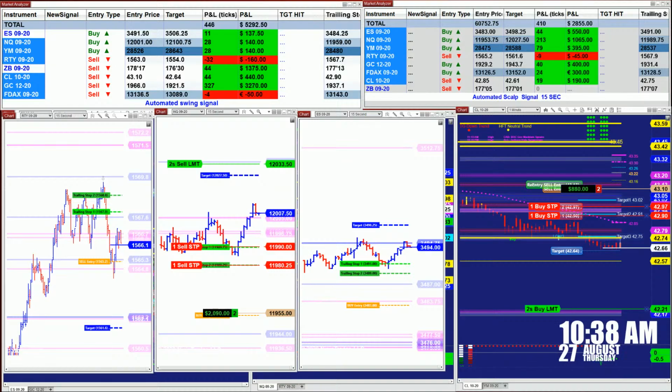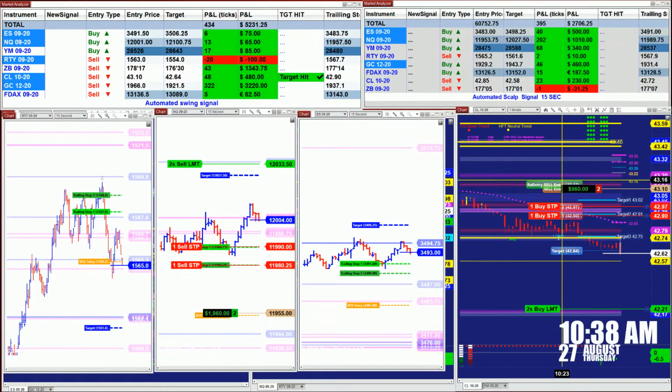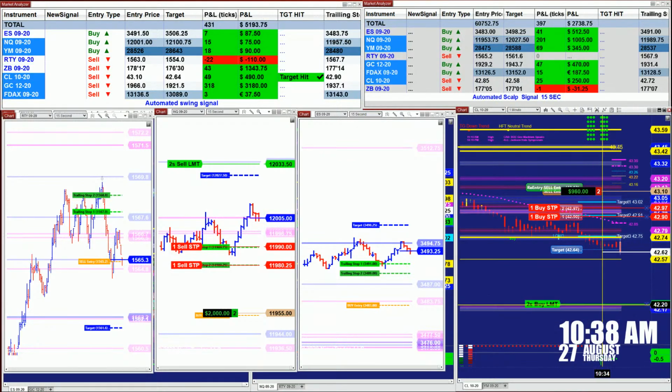Now the resistance becomes a support. Let's see if this one here can confirm the support area at the 0.5. That will be nice. Let's see if we can confirm that. And with the CL, we are going in the right direction. We are on 960 at the moment on two trades. Estimation by 12 o'clock, 42.20.